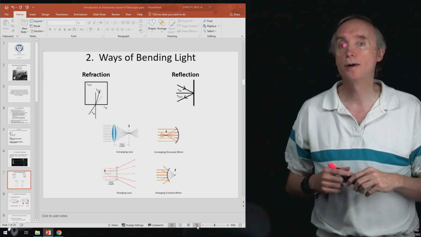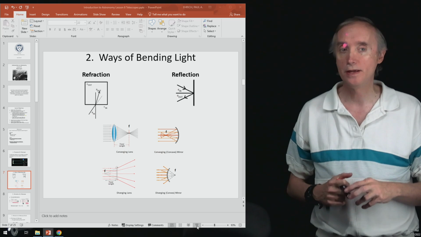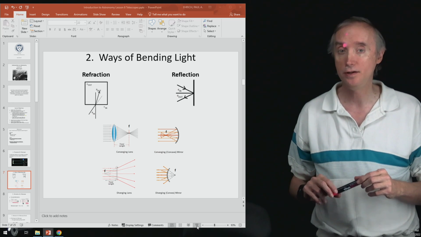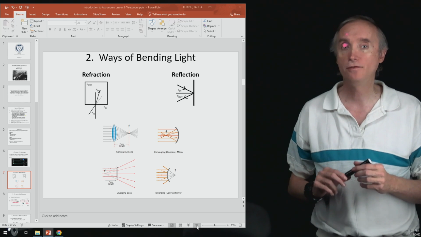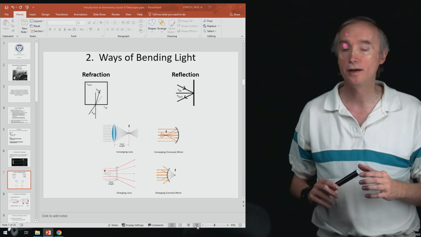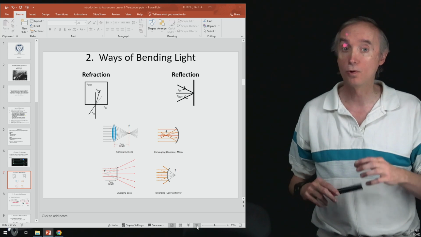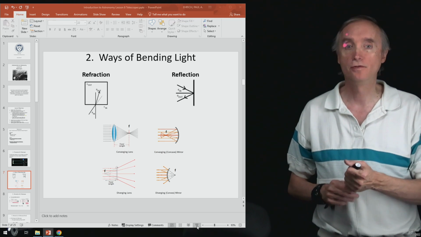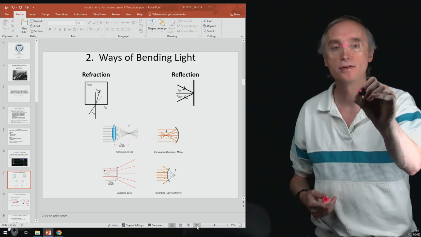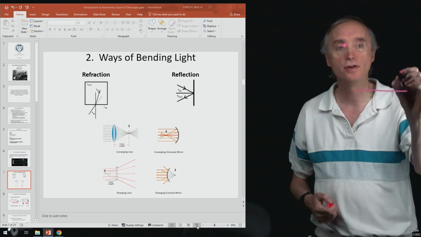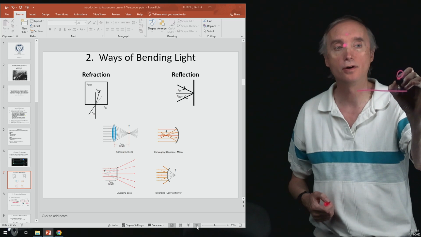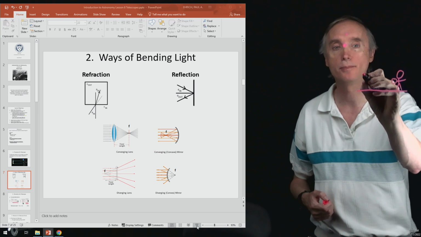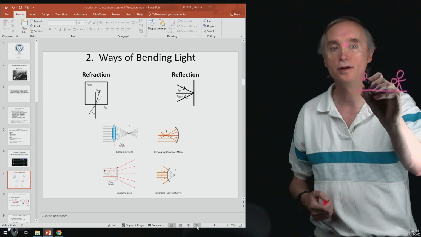Okay, now let's talk about two different ways of bending light. So we want to talk about reflection and then refraction. So reflection is going to be whenever a wave or even a particle bounces off of something. So for example, let's say that this is the floor, and then you've got a person over here, and they've got a basketball, and they're trying to pass it to somebody over here.